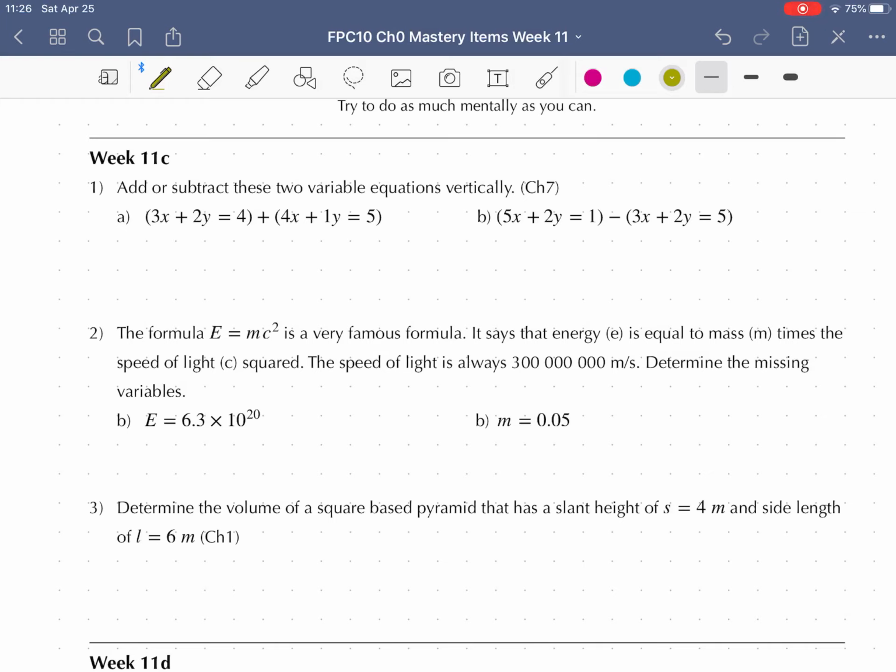Hello, this is Mr. Stein, and in this video we're going to go over the questions from Mastery Items Week 11C. Question number 1. Add or subtract these two variable equations vertically.